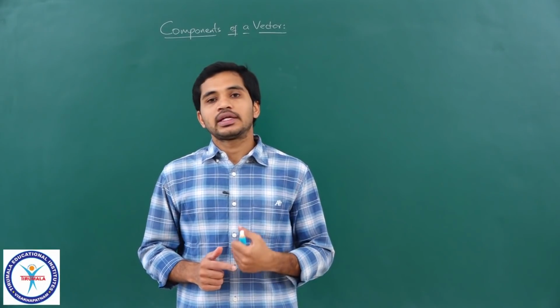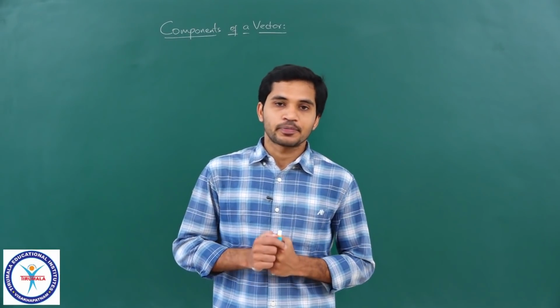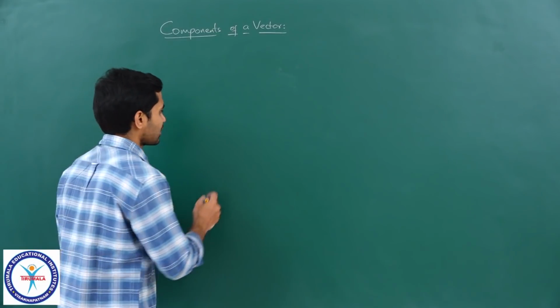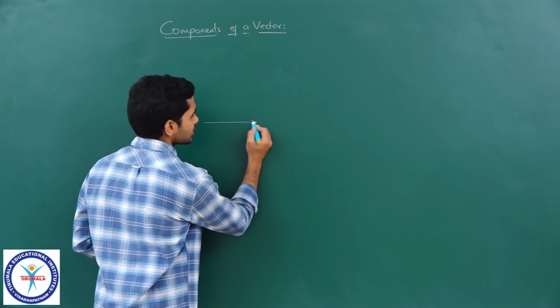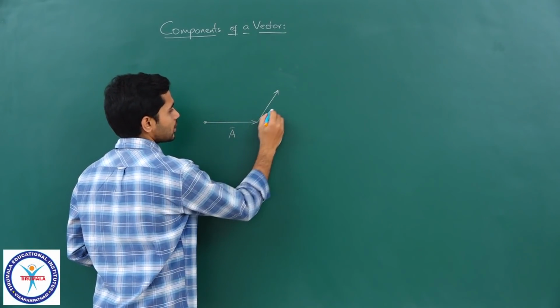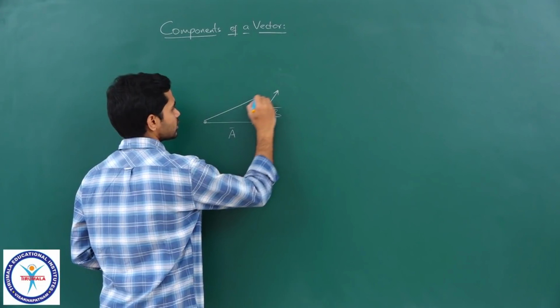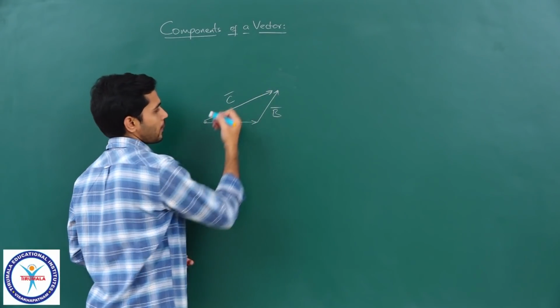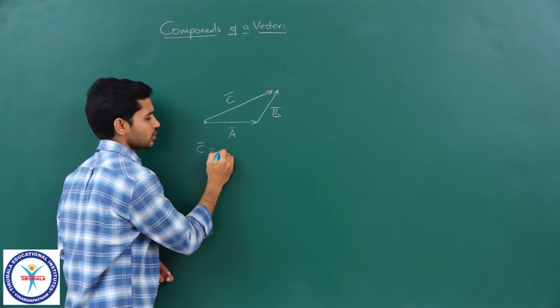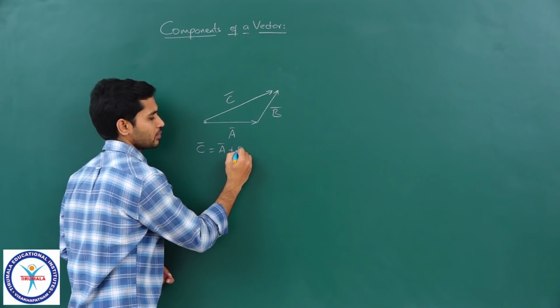Students, now we will discuss components of a vector. We know how to add vectors. For example, earlier we discussed that if we have two vectors A bar and B bar, and this vector is C bar, the resultant of those two, we would write C bar is equal to A bar plus B bar.